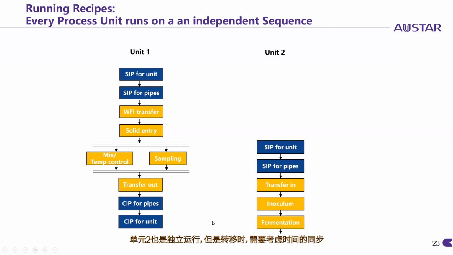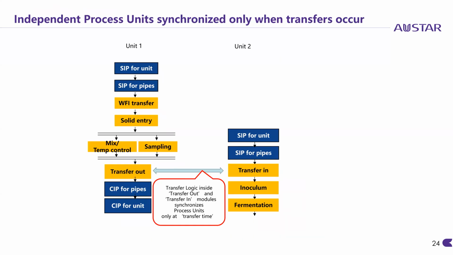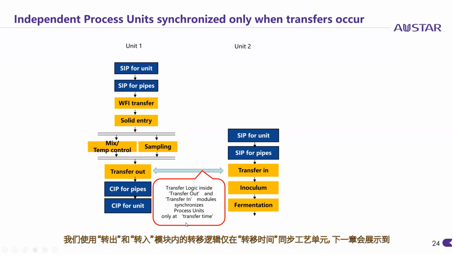There are times in which we have to think about how we can coordinate them, because this is typically at the time of transfer. So if unit 1 is to transfer out and unit 2 is to transfer in, somehow they must be in these phases at the same time. And we do that using specific transfer logic in the transfer out and transfer in equipment modules to do this specific synchronization. I will show this in the next slide.